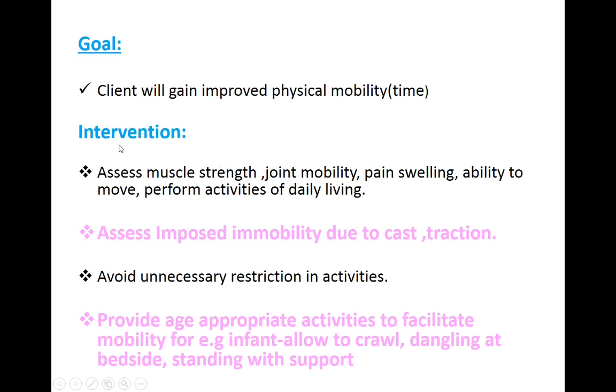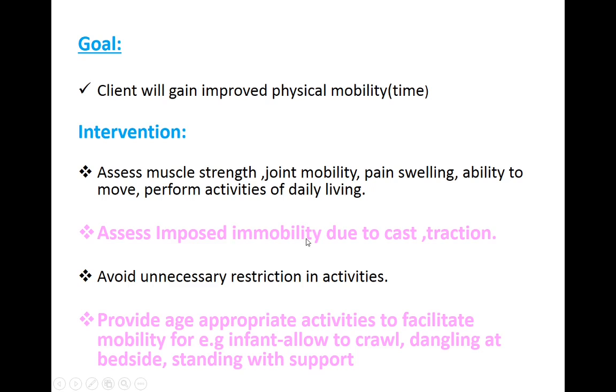Now, what are the interventions you will be taking for that? Assess muscle strength, joint mobility. Can the child move the joints? If there is any pain, assess the ability to move and perform activities of daily living. Now, once you have pain, what happens? You cannot perform your daily activities. The child cannot have food by himself or herself, cannot go to the toilet. You will observe this kind of inability. These are the things you are going to observe on the child.